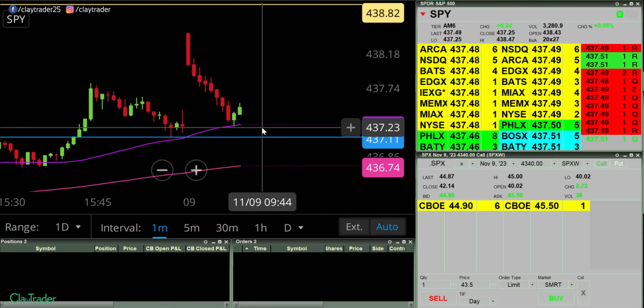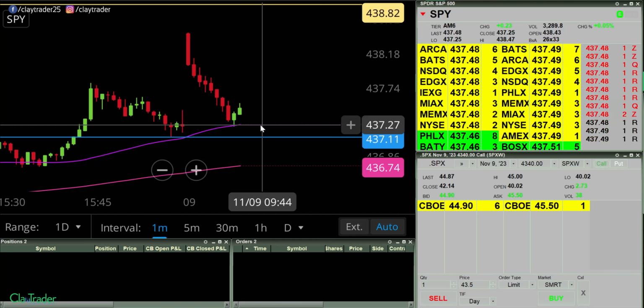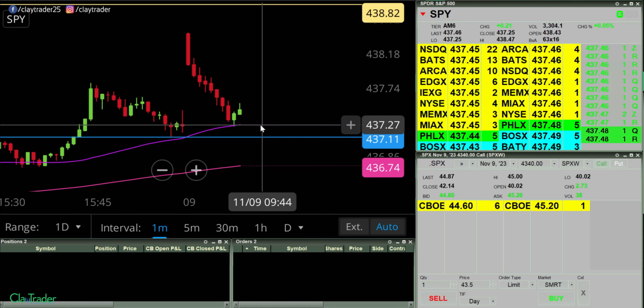So that's discouraging. I nailed the bottom. I was on the best bid. Problem is, if you nail the bottom, but you don't get filled, then nailing the bottom doesn't do you much good. And that's just exactly what happened there.